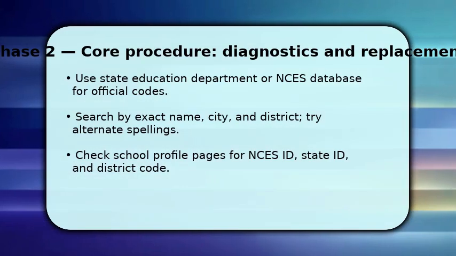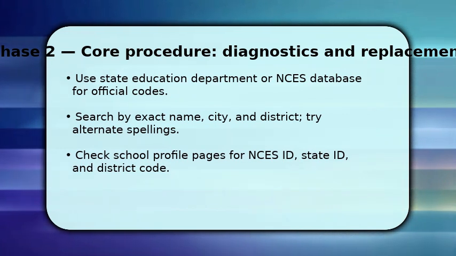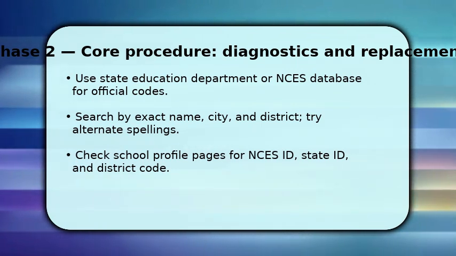Next, go to the State Education Database or the NSAS National Database and enter the verified name and city. You're looking for the official school ID fields. Once a result appears, compare district affiliation and address to confirm it's the same campus. If multiple matches show up, use enrollment or grades served to distinguish them.